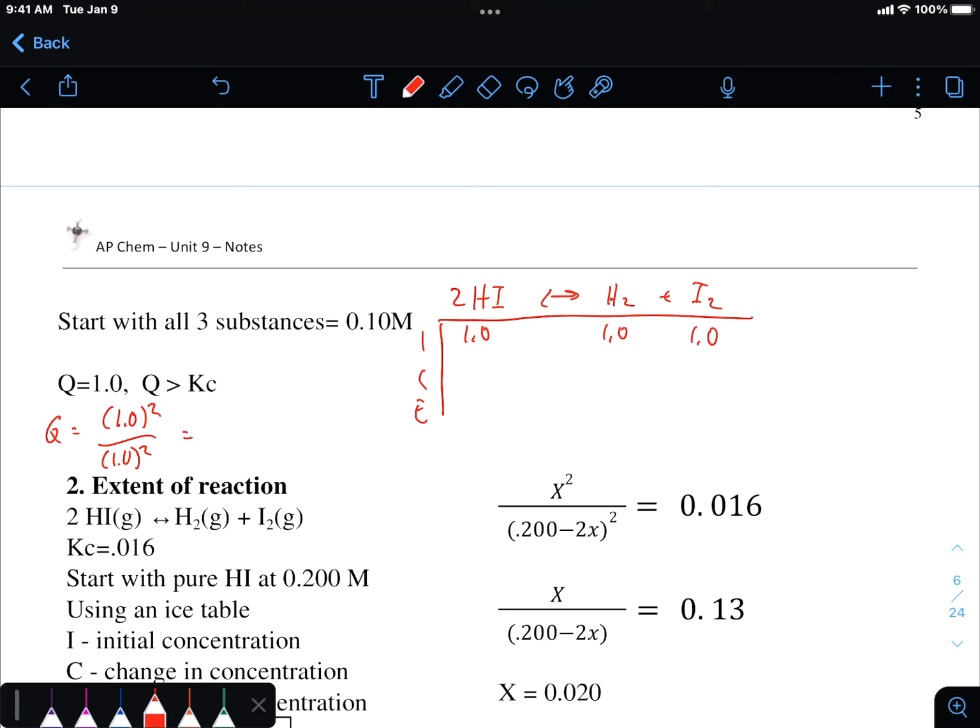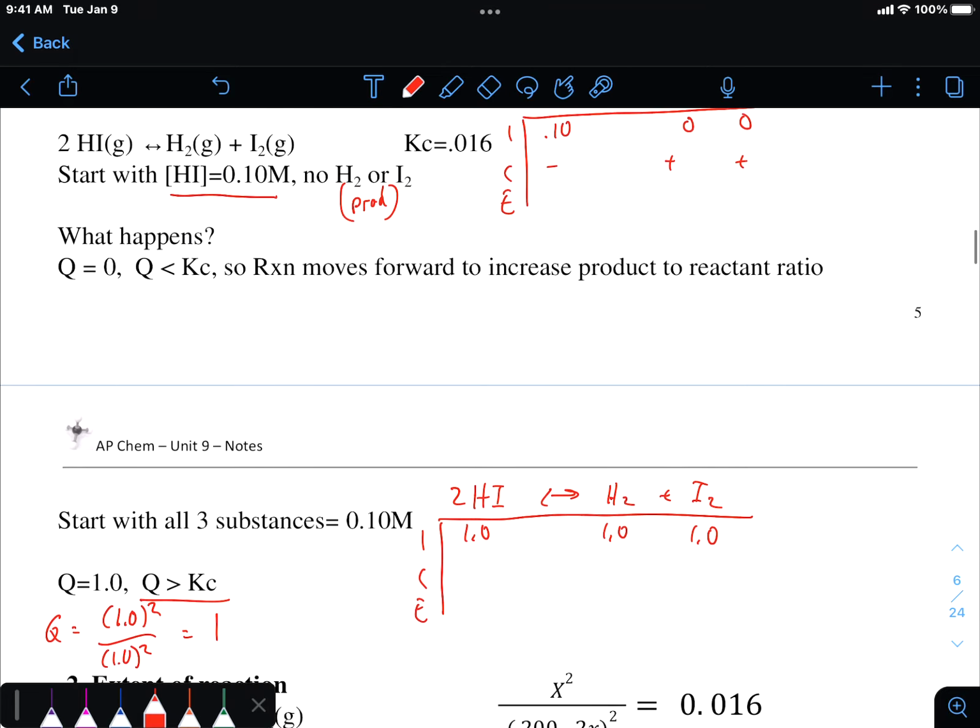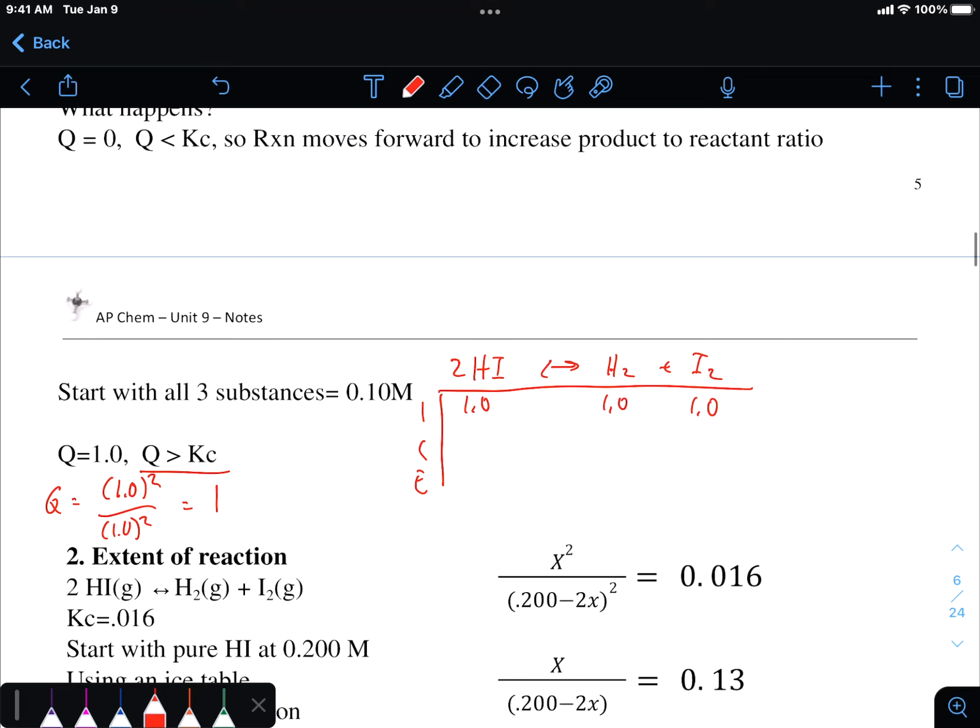Right, products over reactants, okay? The value is 1. How does Q compare to Kc? Q is greater because remember Kc was earlier mentioned as 0.016, right? Q is greater than 0.016. That means what? What's going to happen here?